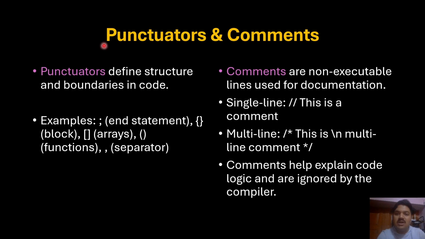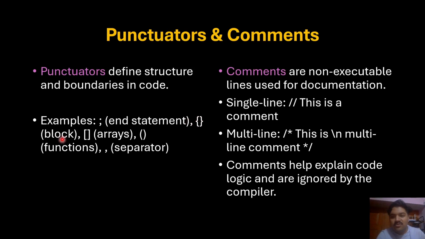Next are punctuators and comments. What are punctuators? Punctuators define structure and boundaries in code. The punctuation we use are the punctuators. For example, we can see semicolon. Semicolon denotes a statement is ending. If we are writing any statement in a block of code, when the statement is ending, it will end with a semicolon. Same with curly braces.